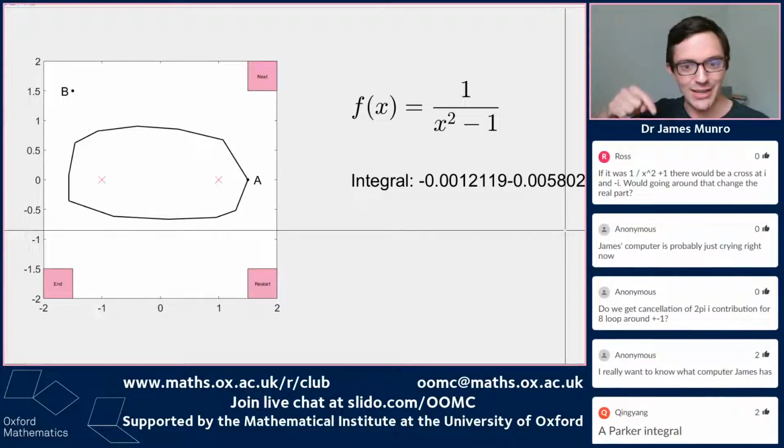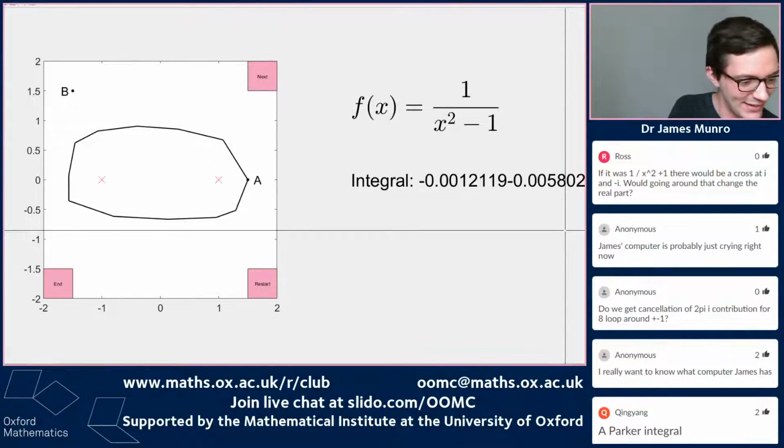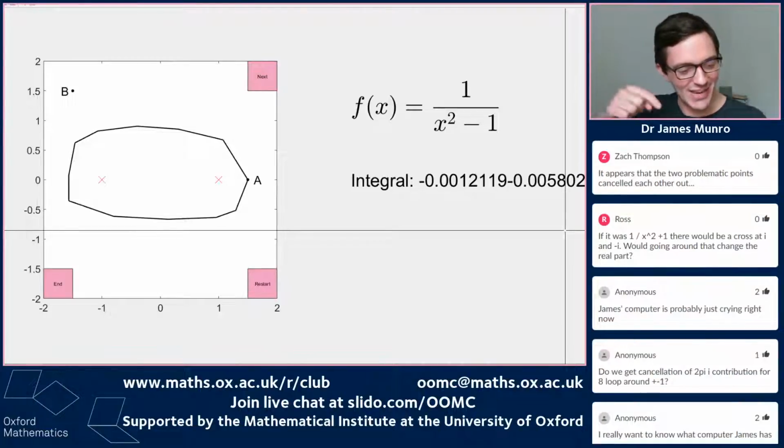And so Ross is already thinking about a different function, x squared plus 1, which would have crosses at 1 and minus 1. Sorry, i and minus i. So it's a different function to think about. I like Zach's way of putting it: it appears the problematic points for this one have cancelled each other out. We go back to 0.